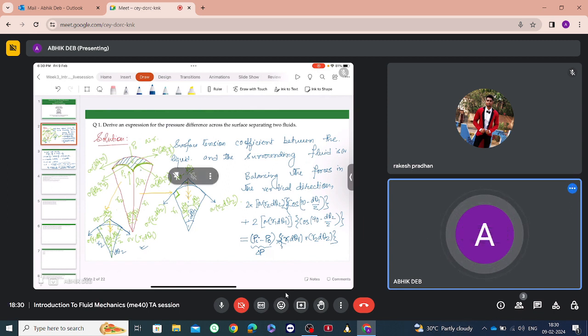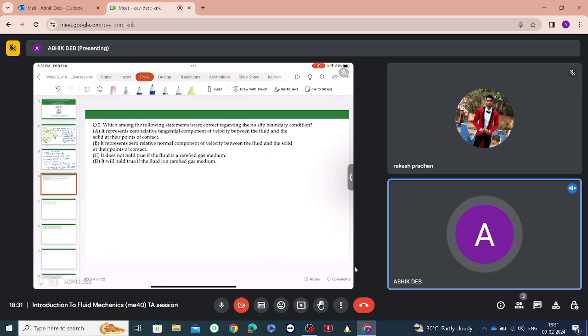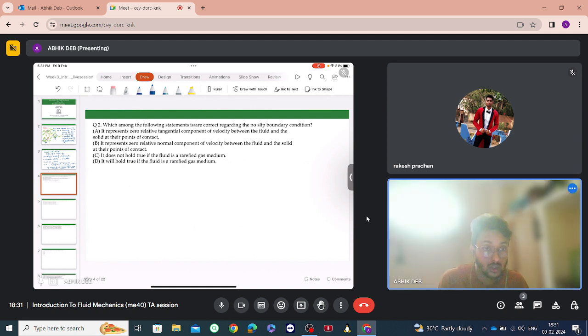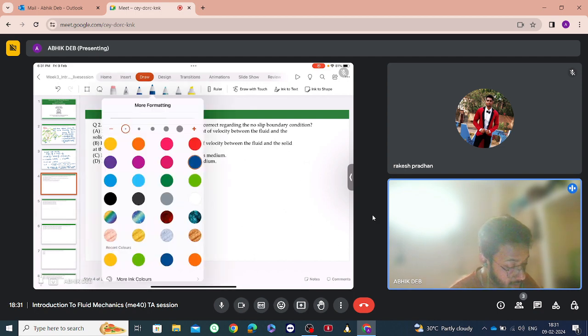Okay, so I am taking that there is no doubt in this. So we will move on to the next problem. Which among the following statements is or are correct regarding the no slip boundary condition? So essentially, what happens in the no slip boundary condition?